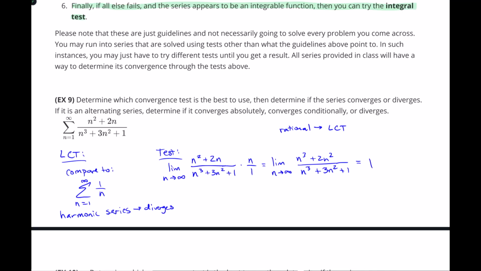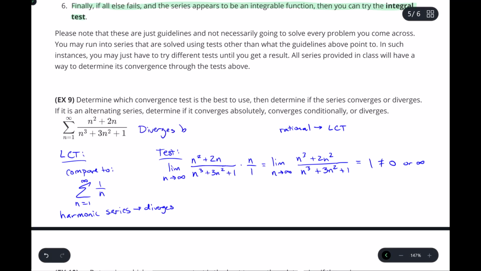Now, it's easy to get all these tests mixed up. But the thing is, it's the ratio test where the test fails if that limit is 1. The limit comparison test, we just need the result to be non-zero or finite. So that's not equal to 0 or infinity. So therefore, it will do the same thing as the known series, so that tells me this diverges by the limit comparison test.